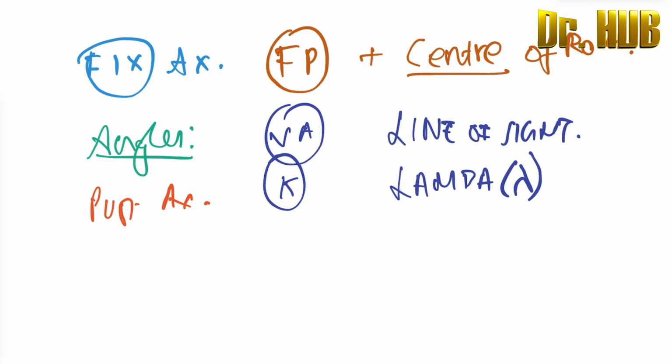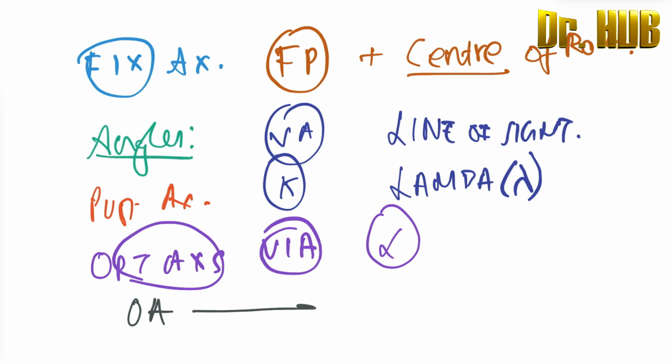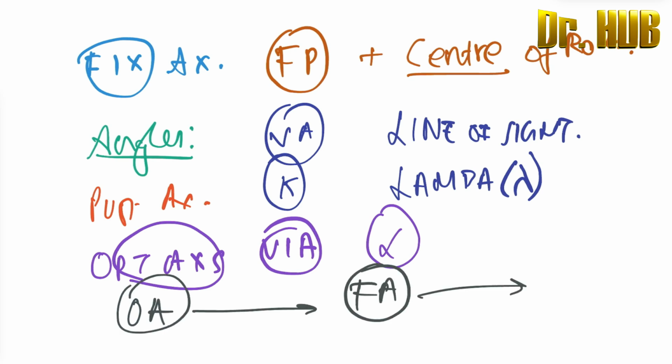Now, when you look at the optic axis and the visual axis, the angle formed here is alpha. Next, the optic axis with the fixation axis. So optic axis plus the fixation axis, this is nothing but the gamma angle that is formed.